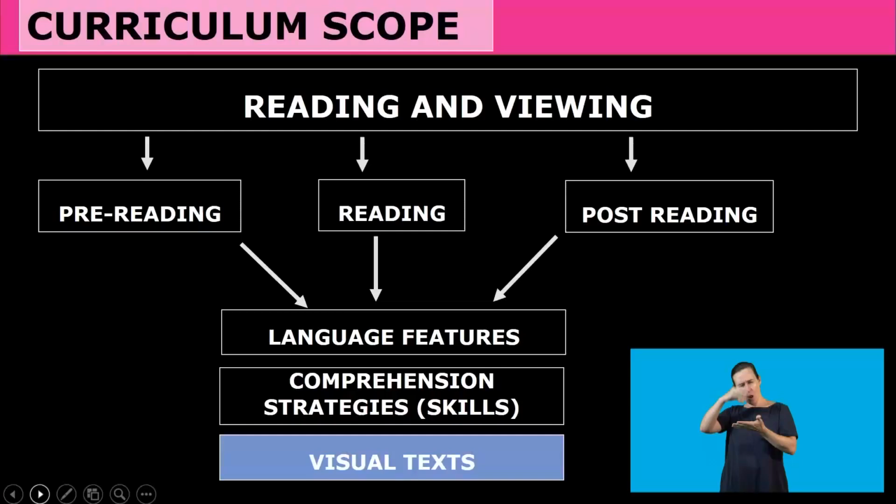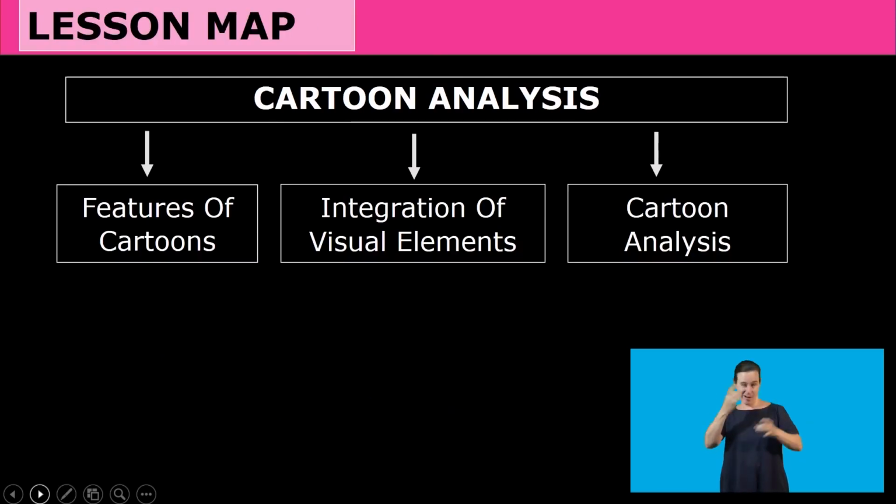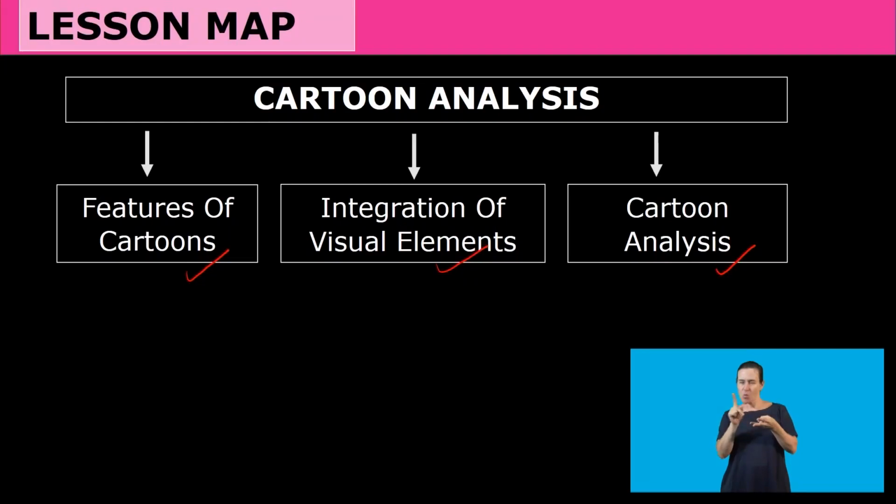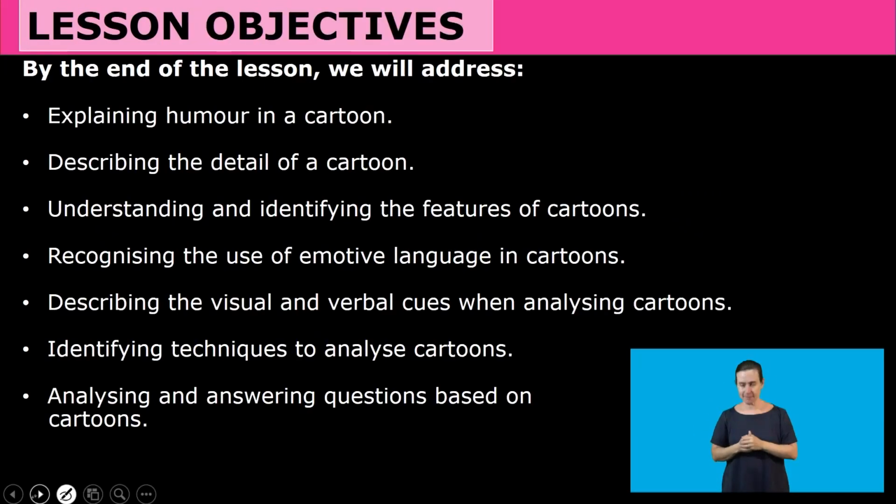So let's dig right in. Let's see where cartoon analysis fits in to our curriculum scope. So remember, we are doing reading, but our specific target area for today will be on visual text. All right, so we're going to look at visual text. Now, what are we going to be breaking down? We're going to be looking at features of the cartoon. We are going to look at the integration of the visual elements. Now remember, visual, what you can see, all right, what you are able to behold, and then we are going to look at cartoon analysis, how to break this down, all right.